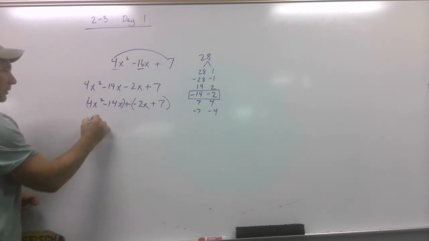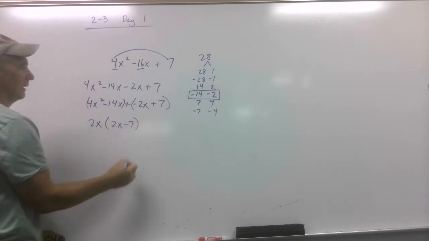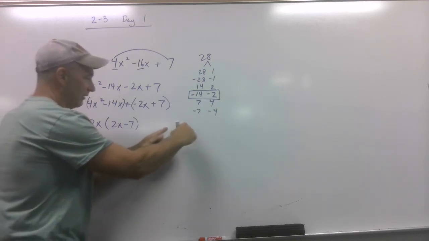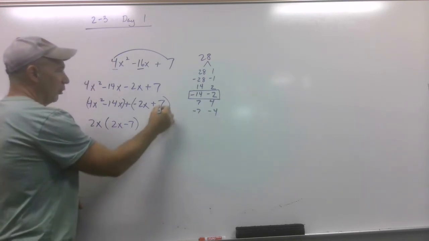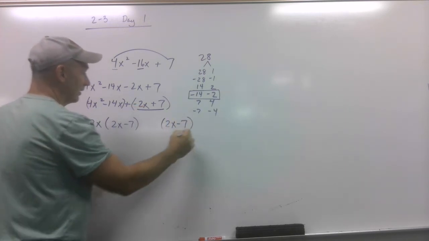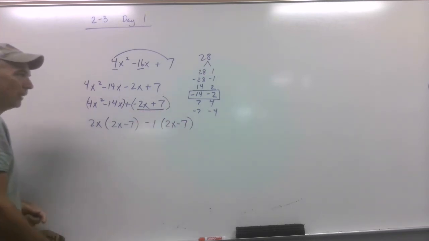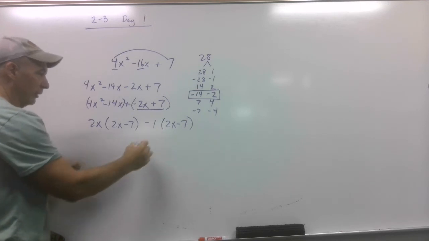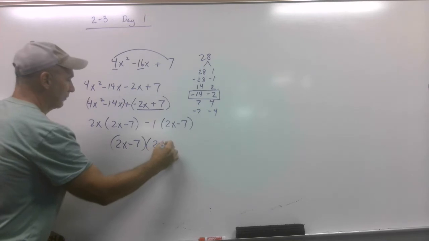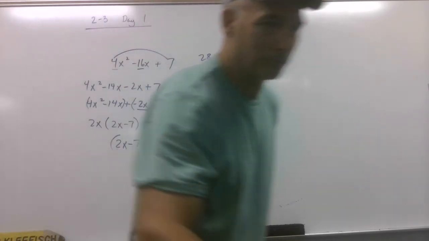Now what can I take out of here? A 2x. What's left? 2x minus 7. Now here's something tricky. Remember, this has to match the next one to keep going. So what can I take out of here to actually end up getting 2x minus 7? Because I've got to have a match. I'm going to factor out a negative 1 there. A little tricky, but it works. So now I have a match. 2x minus 7 and 2x minus 1. Again, FOIL it out if you don't trust it. And there you go. Pre-lesson is done.